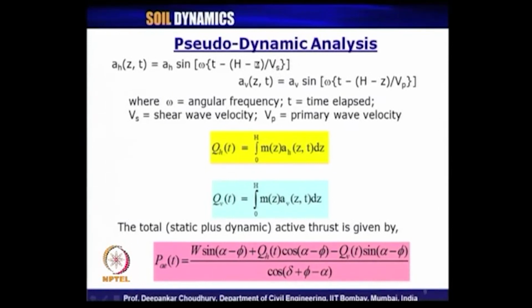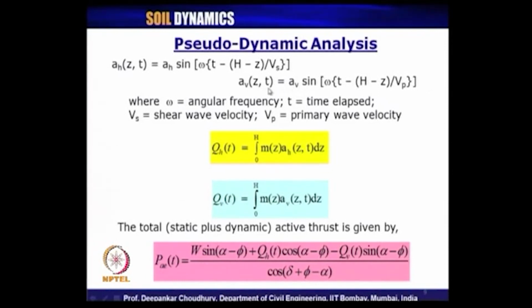Vs is the shear wave velocity; we have assumed that Vs creates the horizontal acceleration, and Vp, that is the primary wave, creates the vertical acceleration. I have also discussed what direction of excitation these different waves generate in the particles in the module on wave propagation.